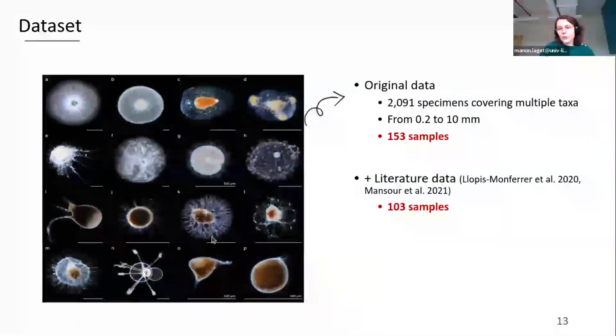So in total, we collected more than 2,000 specimens belonging to various radiolarian and phaeodarian taxa. So you have an overview of all the taxa that we sampled here. So these specimens range in size from 200 microns to more than several millimeters. And in total, these 2,000 specimens were pooled in 153 samples for which we analyzed the carbon content. And to these samples, we added 103 samples from literature data.